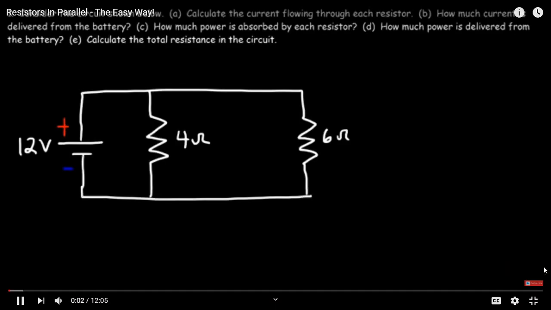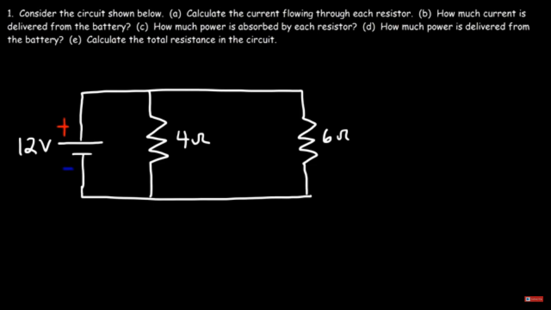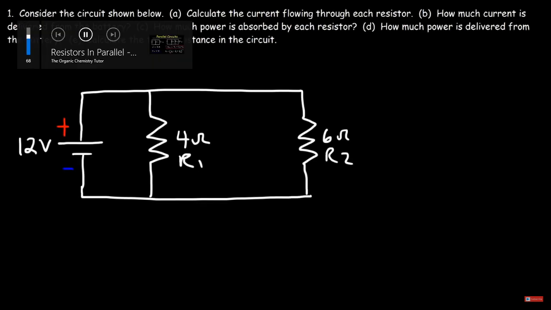This video is all about how to solve DC circuits with parallel resistors. So consider the circuit shown below. The current flow of each resistor. Let's call this resistor 1. How do we determine how much current flows through the resistor? Well, we can use Ohm's law.